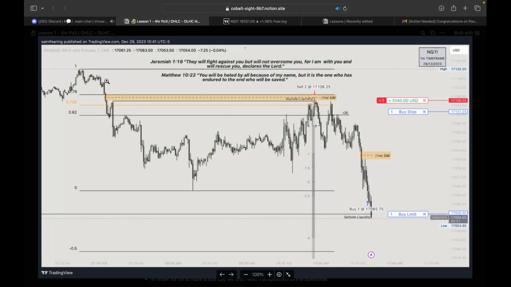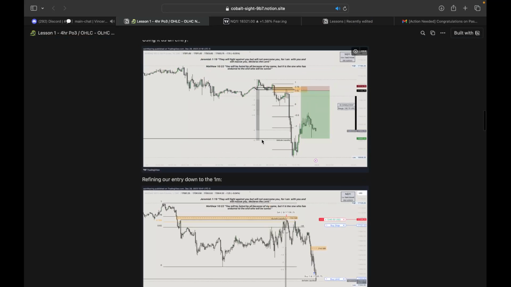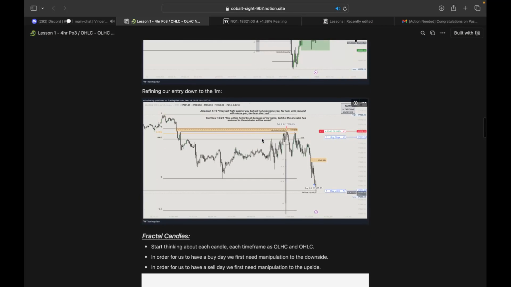So inside of the 15-minute unicorn, we see internal structure buy stops. Well, on the 1 minute, an unmitigated SIBI, as well as OTE levels that align. That could be our target. Obviously here, I did not hold all the way down to standard deviation projections. We don't need to do that.